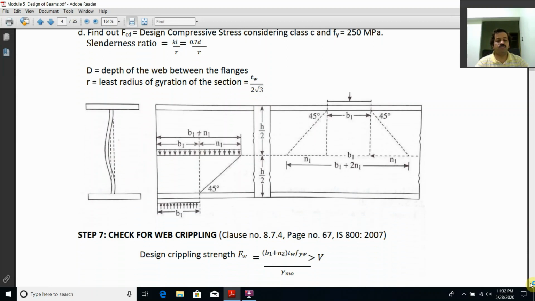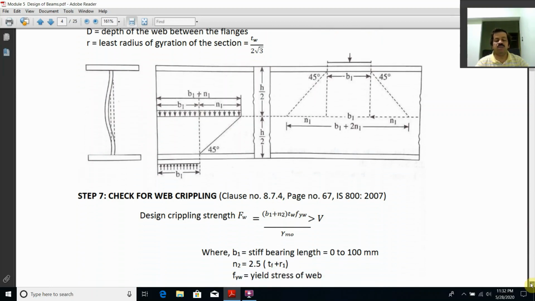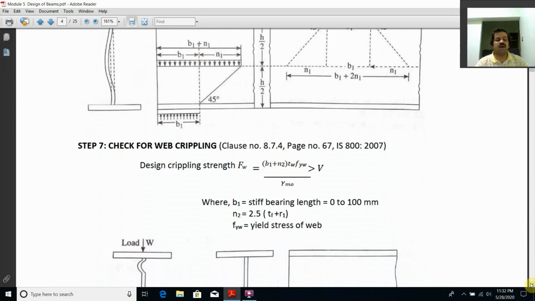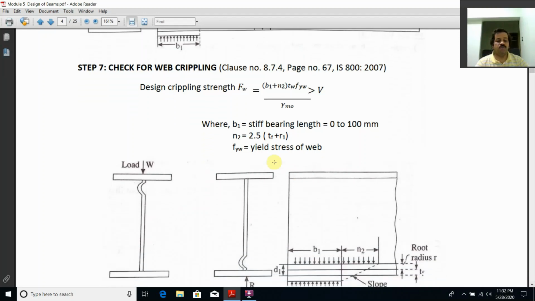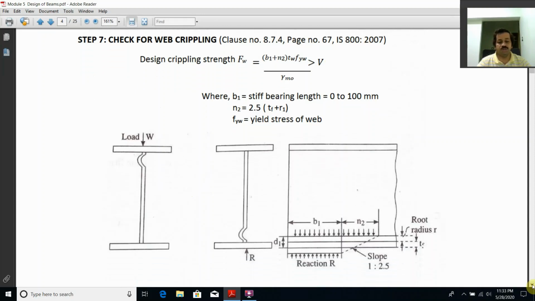The same we check for web crippling. Whenever the web is of a longer length at the supports or at the web portion, web crippling may occur here. Again, the formula is given on page number 67 of IS 800:2007, clause 8.7.4. So these are the checks we do for web buckling and web crippling, only two different checks as new ones that we learn here.